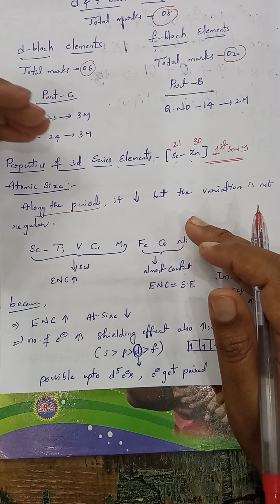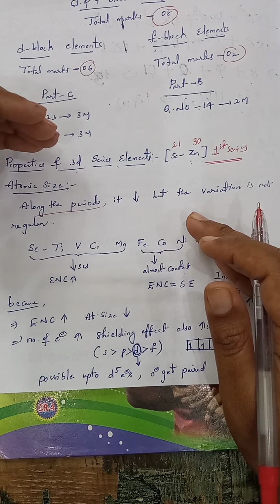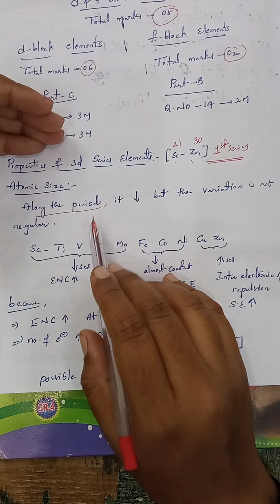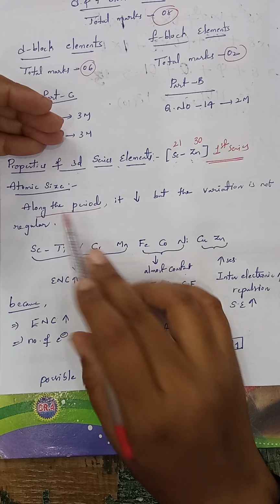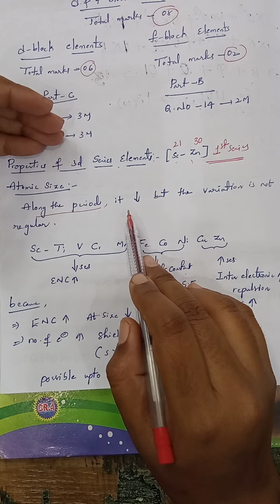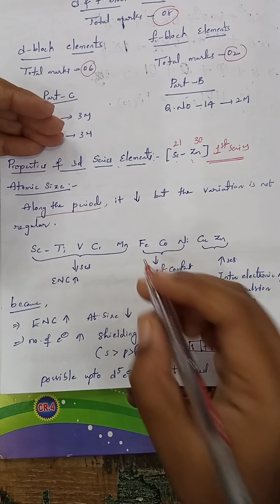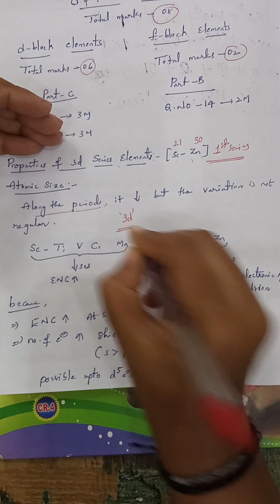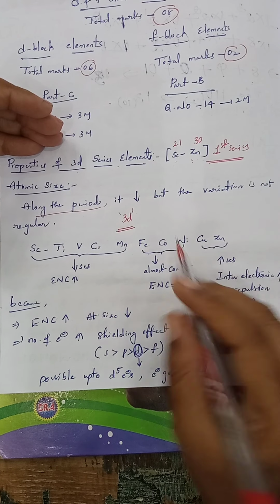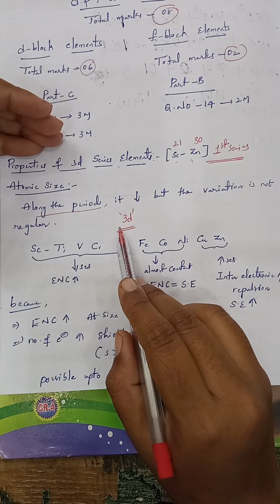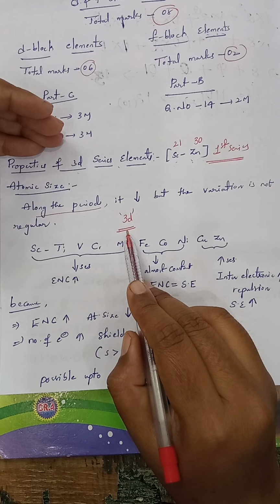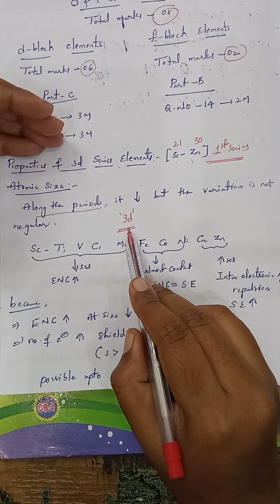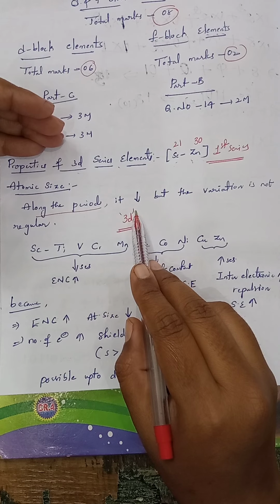But in the case of D block elements, this case is completely different. Along the period, the atomic and ionic radii decrease with increase in the atomic number, because the electrons enter into the same subshell, that is the 3D subshell or 3D orbital. So there is not much increase in the atomic size. Instead of that, there will be some decrease in the atomic size.